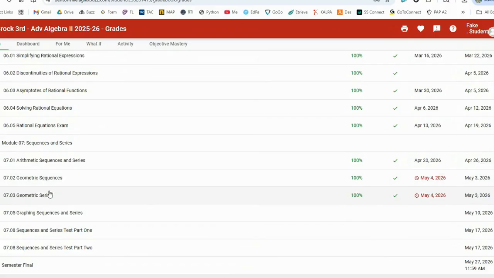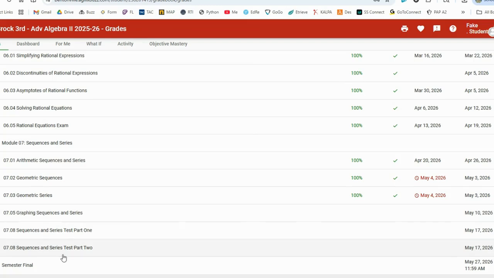Last week was geometric sequences and series. The week before that was arithmetic sequences and series. This week, we just have one assignment, and it's graphing. This is going to be using Desmos. We're not going to graph them by hand, but we're going to talk about graphing 7.05.